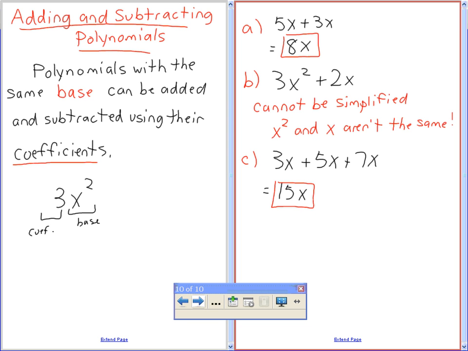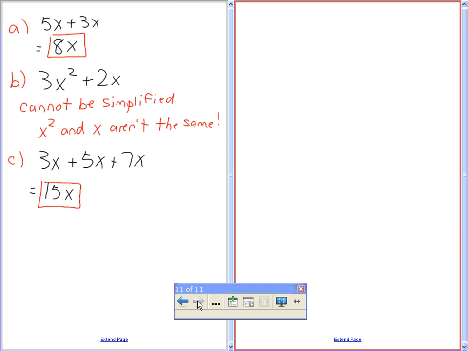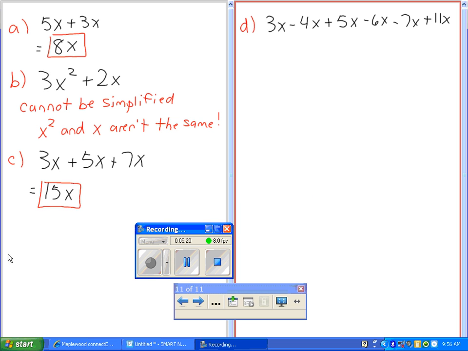All right, you ready for a challenge? I want you guys to try this one for me if you'd be so kind. I'm going to hit pause. Letter D. We'll try this with the class.